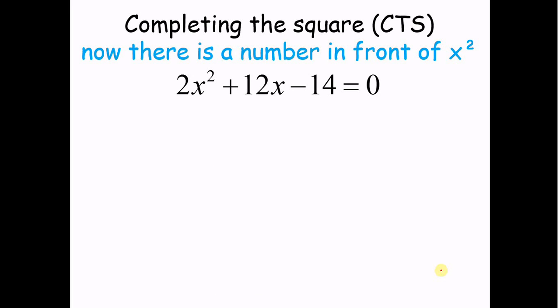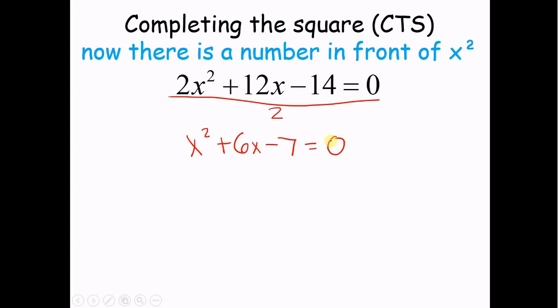Now, what if there's a number in front of x squared? Don't worry. Don't freak out, okay? It will work out. What you can do, see how there's a 2 right here? We can divide by 2 on everything. So we're going to get x squared plus 6x minus 7 equals 0, right? You following me so far? Now, you can complete the square, just like you were doing it before.